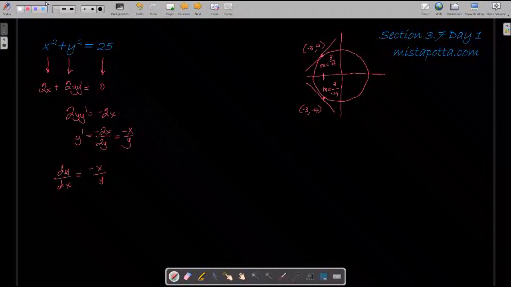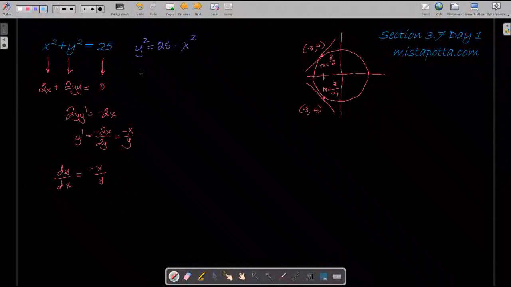But if I had dealt with this our traditional way, what I would have had to do was solve for y in terms of x. I would have had to get y by itself first. So I would have ended up with y squared equals 25 minus x squared. And then taken the square root of both sides, which means I've got plus or minus radical 25 minus x squared.